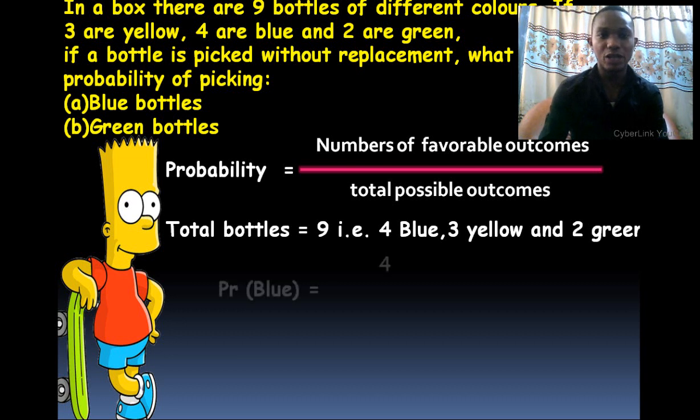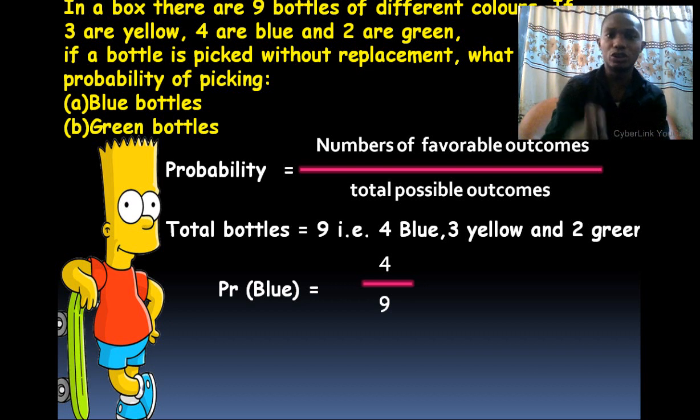Okay, then we have probability for blue is equal to what? How many bottles do we have for blue? We have 4 blue bottles. And we have 4 over 9, because the total number of bottles we have there is actually what? 9. Now to pick the second one, which is green bottles, the total possible outcome will reduce by what? By 1.